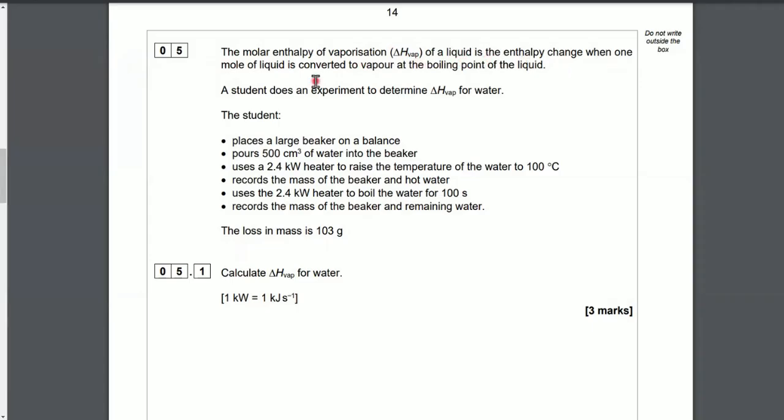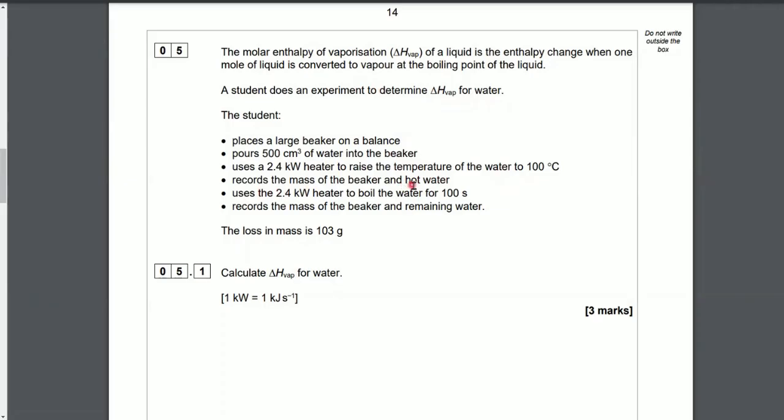is the enthalpy change when 1 mole of a liquid is converted to vapor at the boiling point of the liquid. A student does an experiment to determine the enthalpy of vaporization for water. The student places a large beaker on a balance. They pour 500 centimeter cubed of water into the beaker. They use a 2.4 kilowatt heater to raise the temperature of the water to 100 degrees. Remember, they said to boiling point.